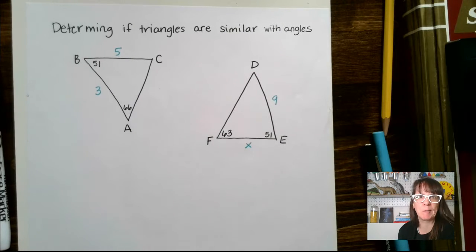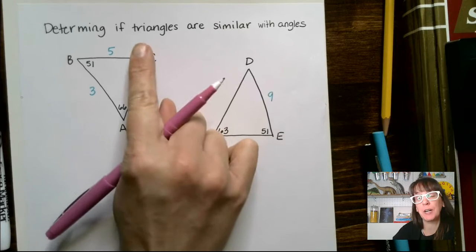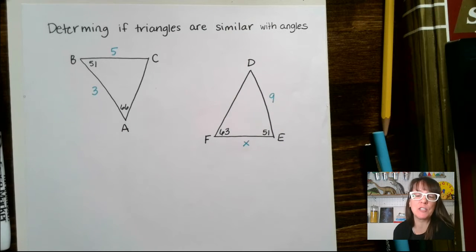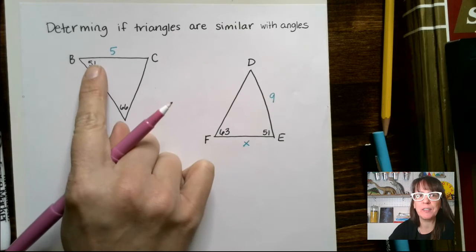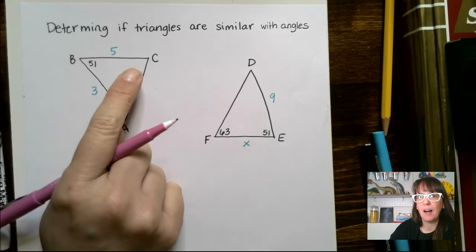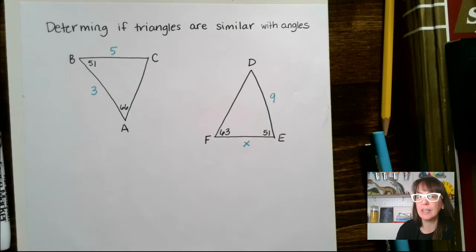Hi friends, welcome back. We're going to talk today about determining if a triangle, or if two triangles, are similar based on their angles. In previous lessons we learned that there are 180 degrees in a triangle. So in this triangle, you can see I have 66 degrees and 51 degrees. I'll need to find that other one by making sure that they all add up to 180.